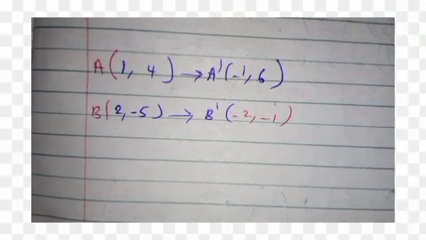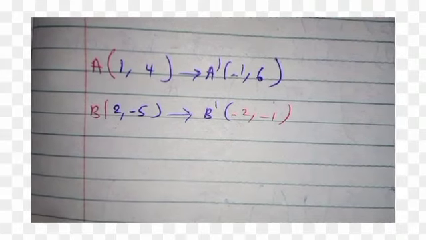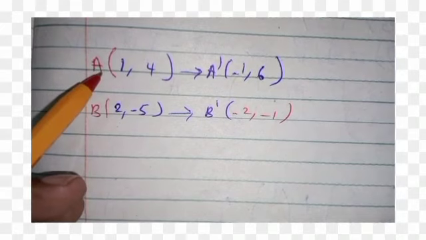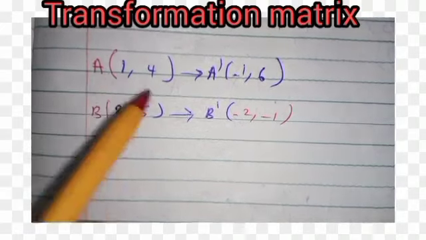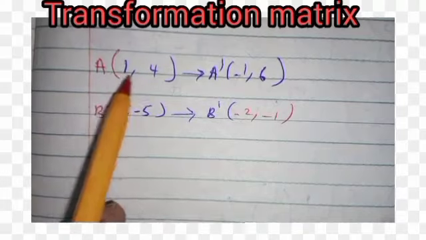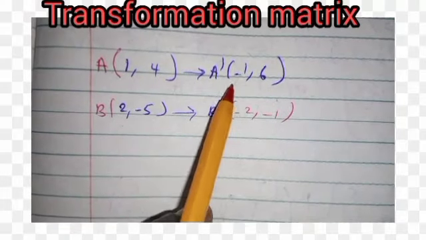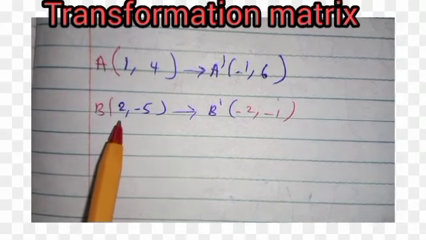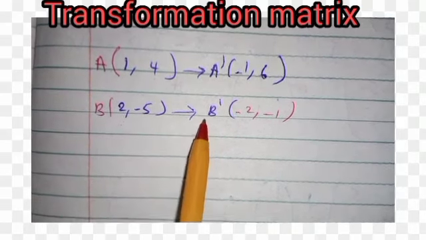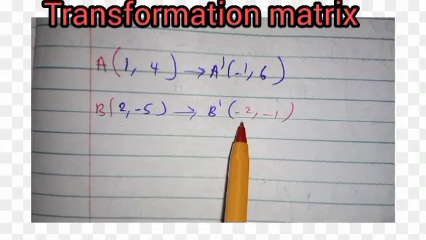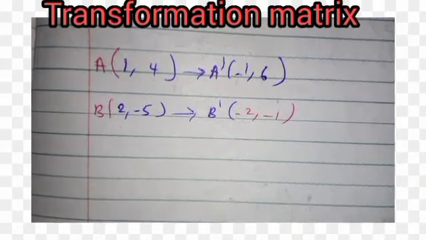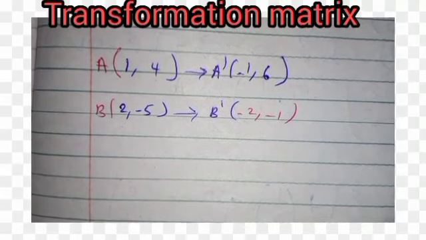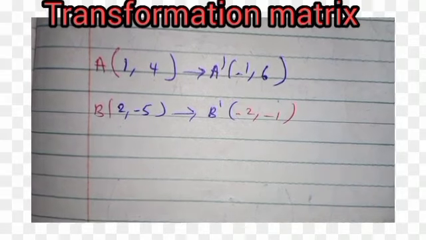Welcome to this video's tutorial, whereby we are looking at transformation matrix. Here we are given matrix A, and we are told that a matrix maps A into this image. A is (1, 4), A prime is (-1, 6), and the same matrix maps B, which is (2, -5), into the image of B, which is (-2, -1). So the question required here is that you are going to obtain the matrix.